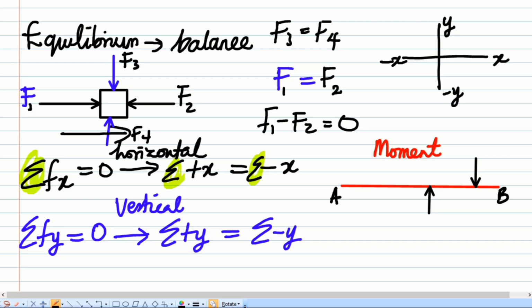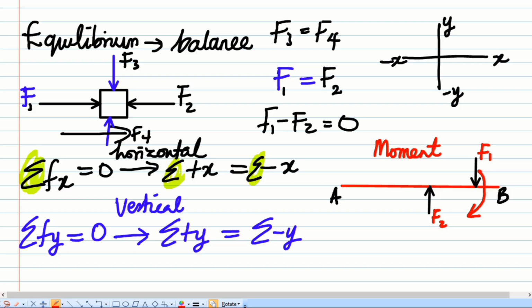Okay? So, of course, if you recall from the previous video, if we take this moment, you see that this first force, let me call this F1, I'm just using F1, F2, and so on. About A is going to turn this beam in this direction, which is clockwise.